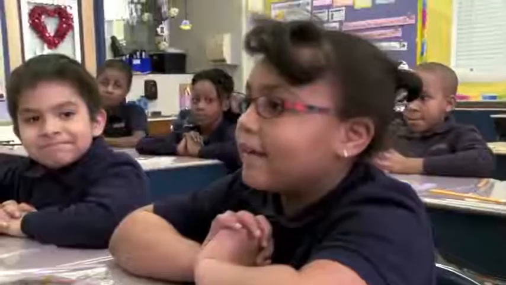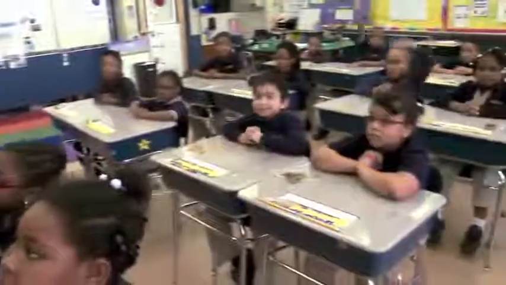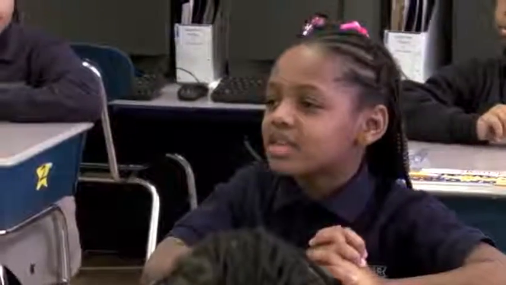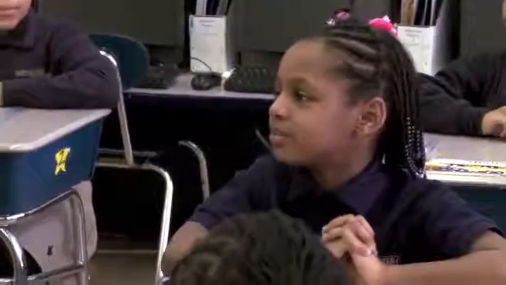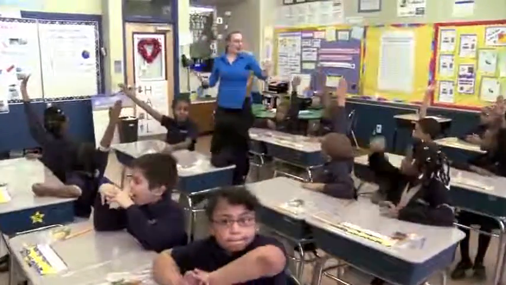So we know a polygon can have a face. What else can you tell me about a polygon? Malaysia. A polygon can also have corners or vertices. Say go Malaysia. Go Malaysia. What else do we know about polygons?